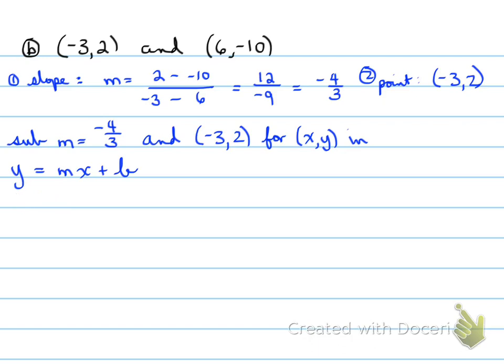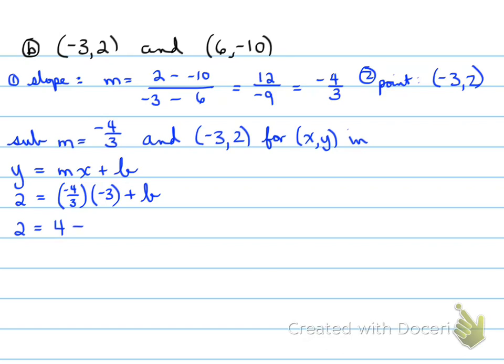Okay, so to do that, we need to do the following. What is y? Y is 2, equals m. M is -4 over 3. X is -3, plus b. We need to find the value of b. 2 is equal to -4 over 3 times -3, which is going to be 4, because -4 over 3 times -3, so you multiply the -4 and -3, that gives you positive 12, divided by 3, the answer will be 4.